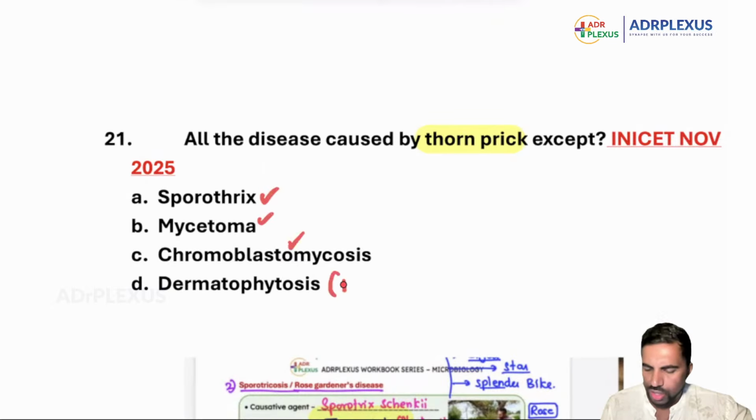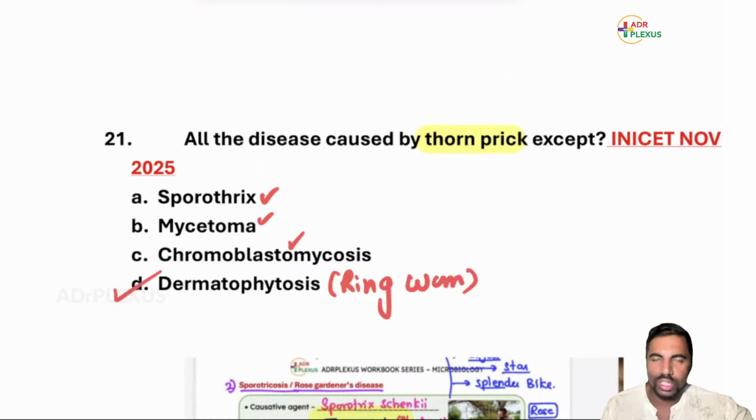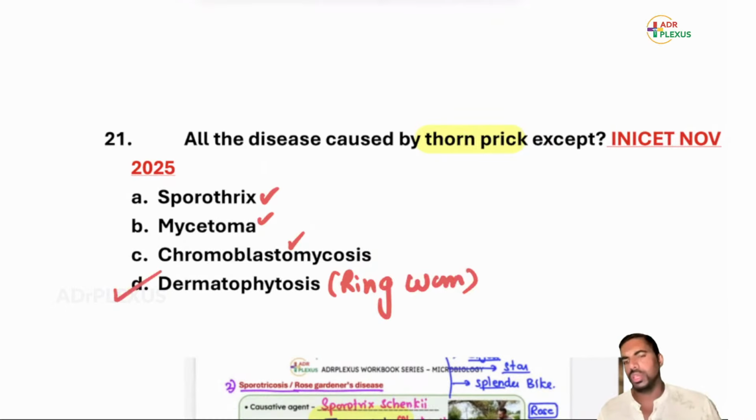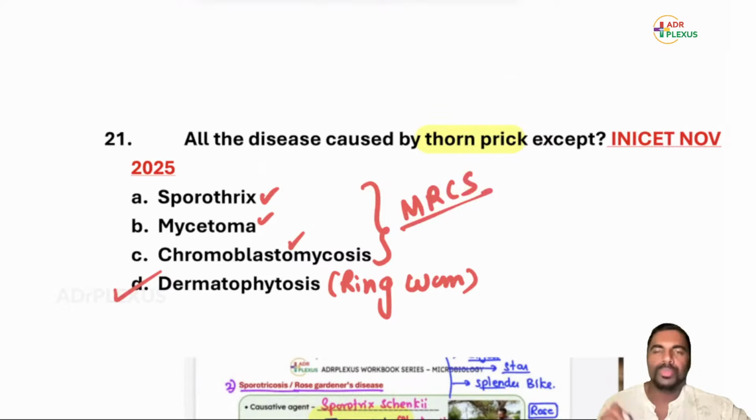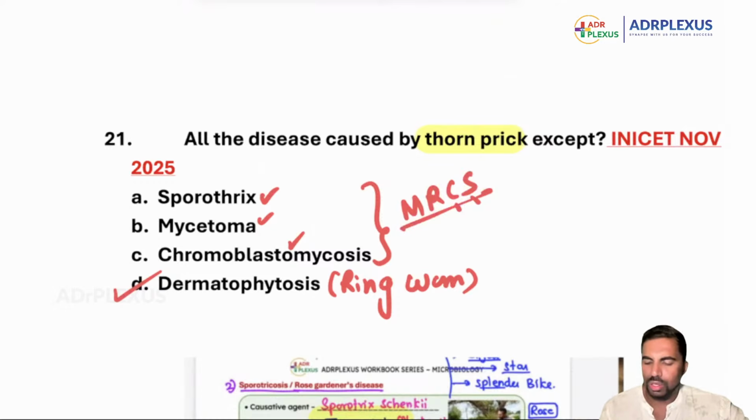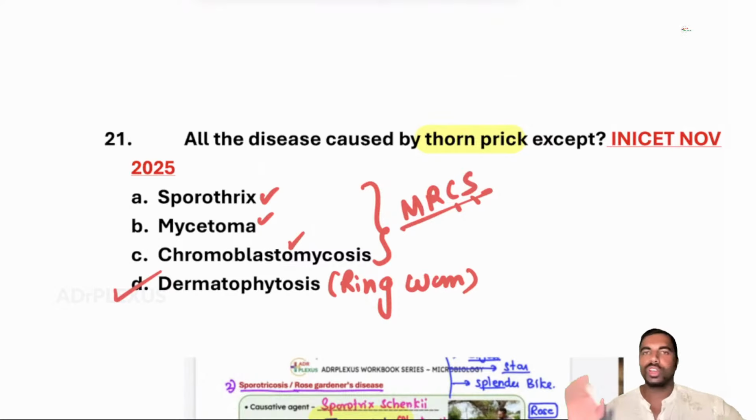Dermatophytes, a ringworm infection, is not caused by thorn prick. Even if you forgot, you can think like this: tinea capitis, no need to take. These are subcutaneous mycoses, the MRCS group. In that group, only three of them come here: mycetoma, chromoblastomycosis and sporothrix. Rhinosporidium is different; that doesn't come, it's a different route. But basically all of these are thorn prick. Subcutaneous fungal infections, that's all.